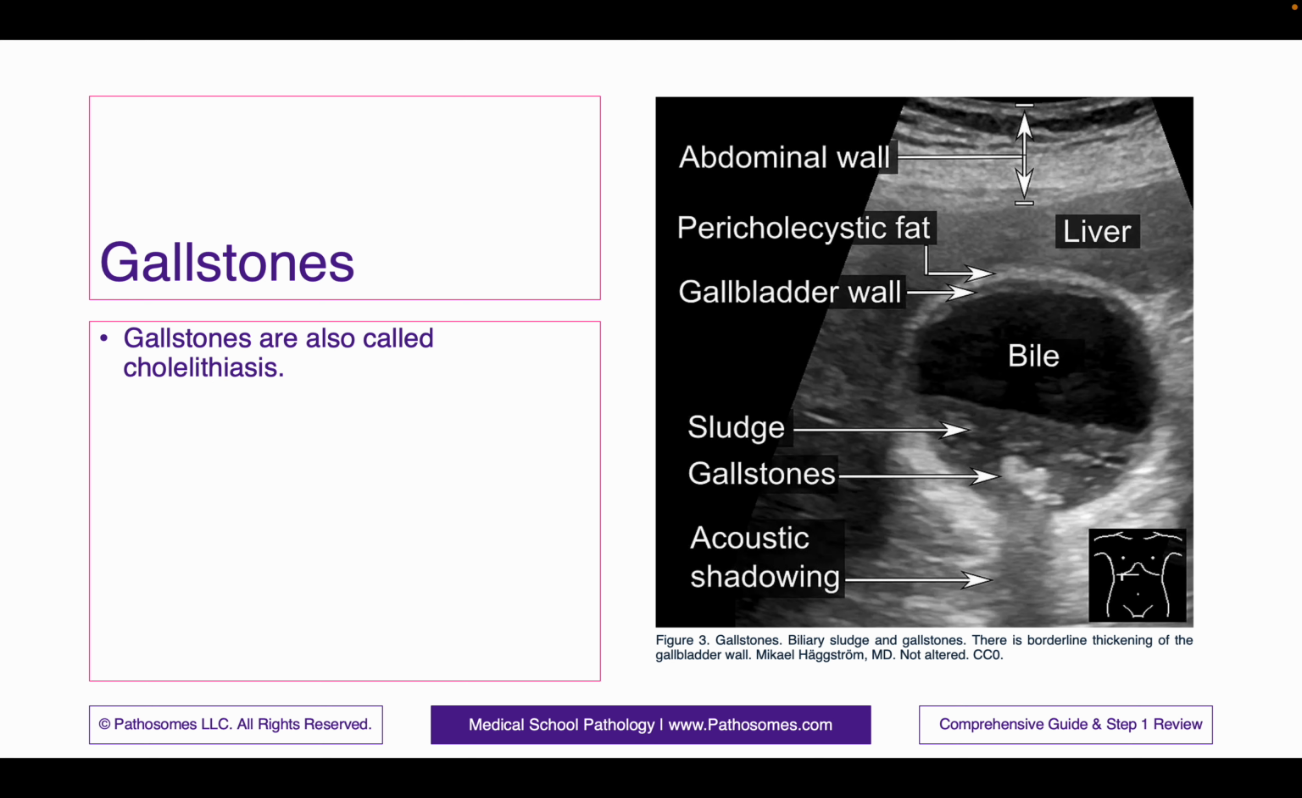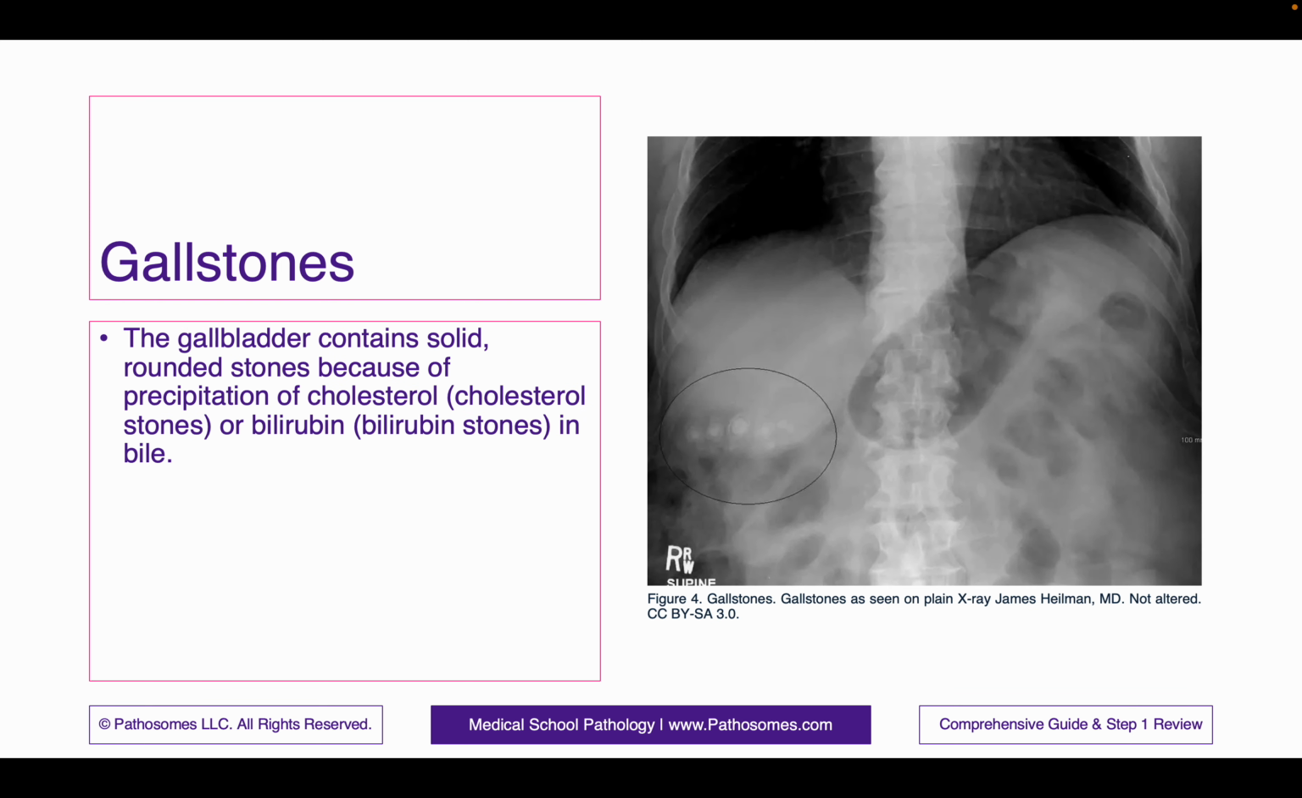So gallstones, now this is important. Gallstones are called cholelithiasis. The gallbladder contains solid, rounded stones because of precipitation of cholesterol, right? These are cholesterol stones. Or bilirubin, which would be bilirubin stones. And that's present within the bile. To the right here, we have a plain X-ray actually showcasing some gallstones.